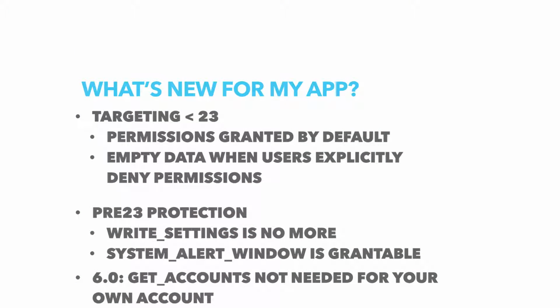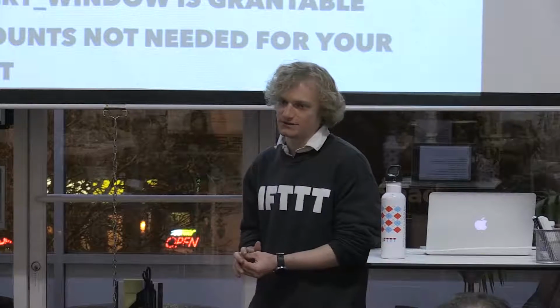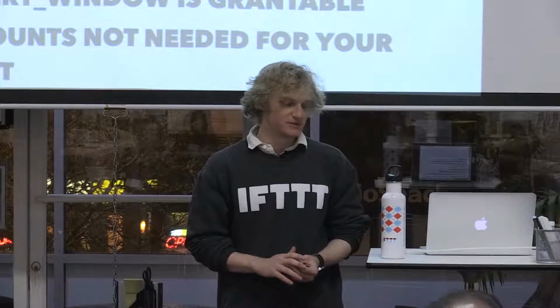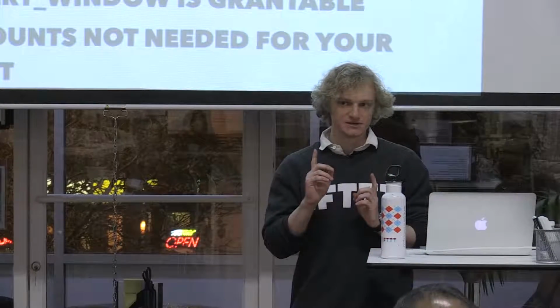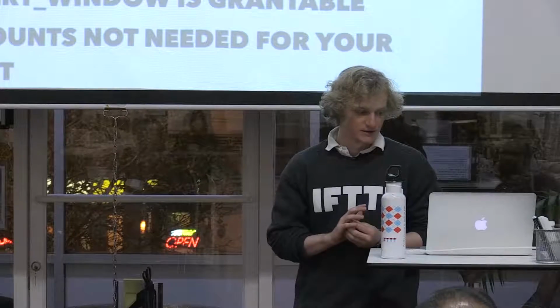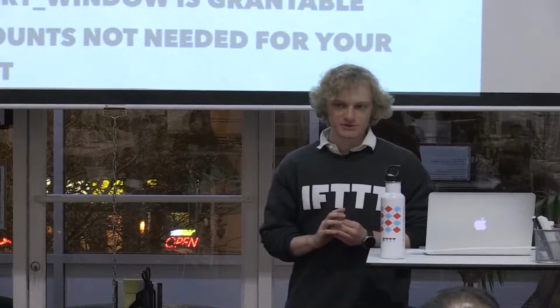This is where we get into the pre-23 protection level. Again, if you're targeting less than 23, you're going to get the write settings permission and the system alert window, no problem. But when you do target 23, you can't get the write settings permission anymore. If your app requires write settings, you're out of luck. You're never going to be able to target 23 because it's now, I believe, a system protection level now. The system alert window, you're going to see different. This is for apps.